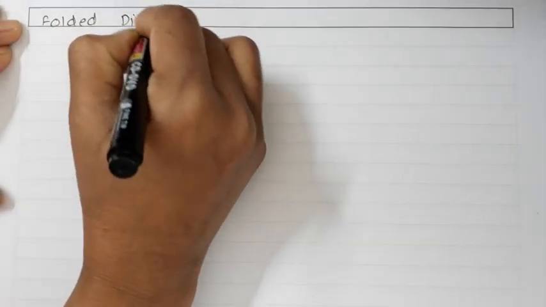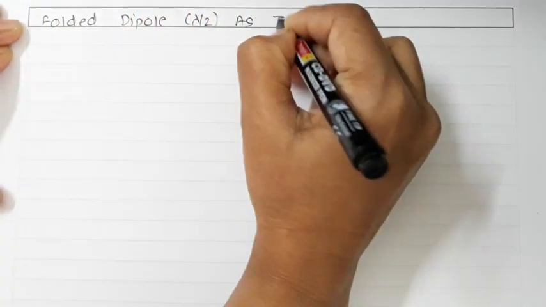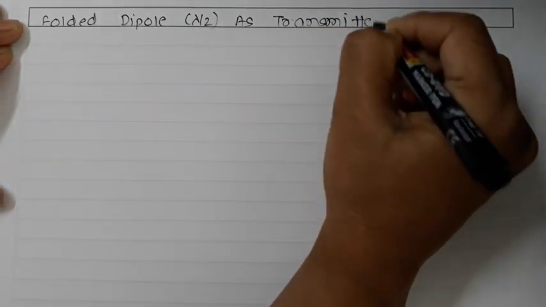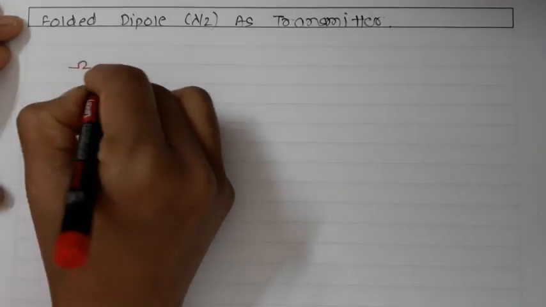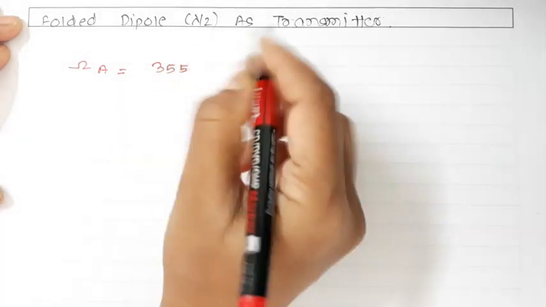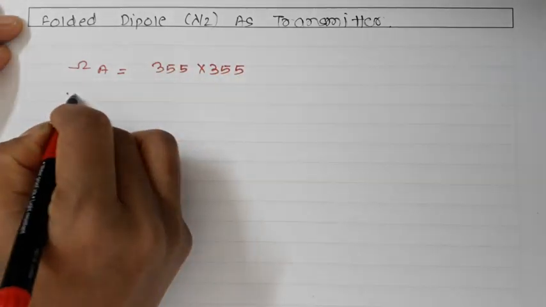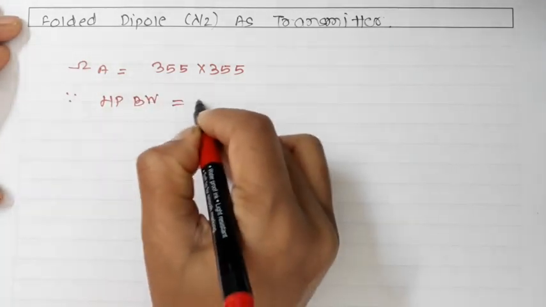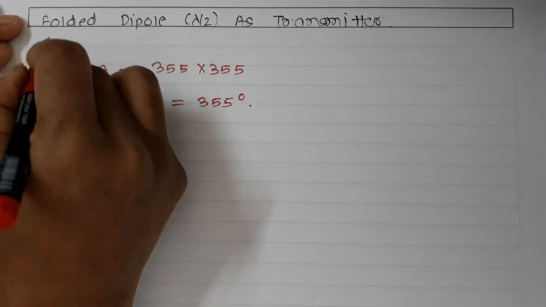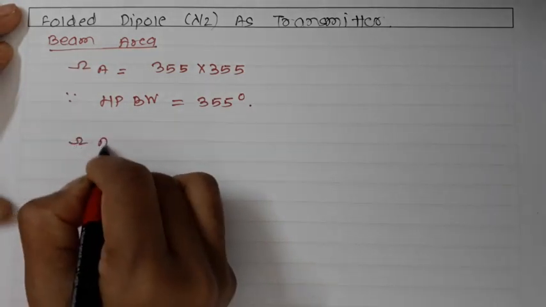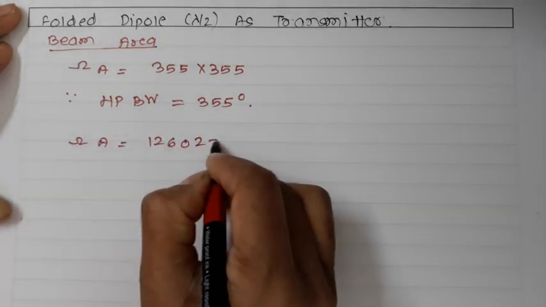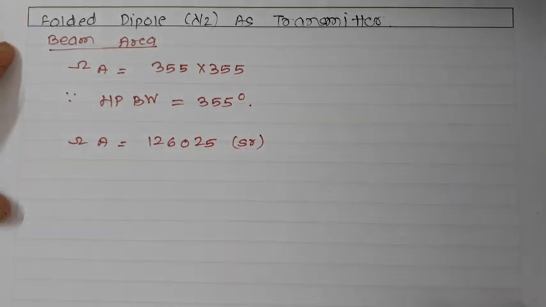So, folded dipole as transmitter. We know that whenever we are using a folded dipole as a transmitter, the beam area Omega A is equal to 355 into 355, because we have got the half power beam width equal to 355 degrees. So the beam area for this antenna is 126025, which will be in steradian, as we know the unit is steradian.